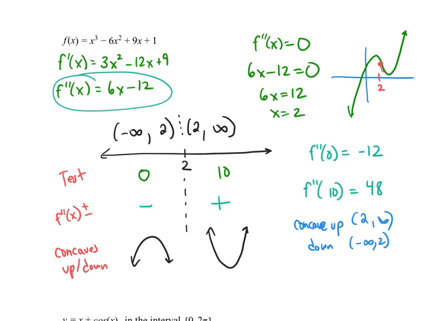So you can kind of see to the right of 2, it does concave up. It looks something like this. And to the left of 2, it looks something like this. It's going down. So I would really encourage you to always check out what your graph looks like, because it should agree with the sign charts and the calculus we're doing.